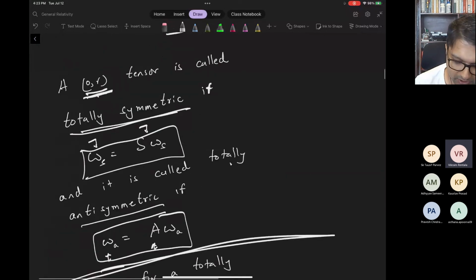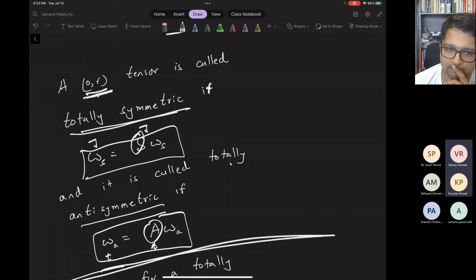I'll just pause for questions at this point. Are these basic ideas clear? We'll work through some things in components, just to see what's going on. But are the basic ideas clear of the permutation operation, the symmetrization, and the anti-symmetrization operations?